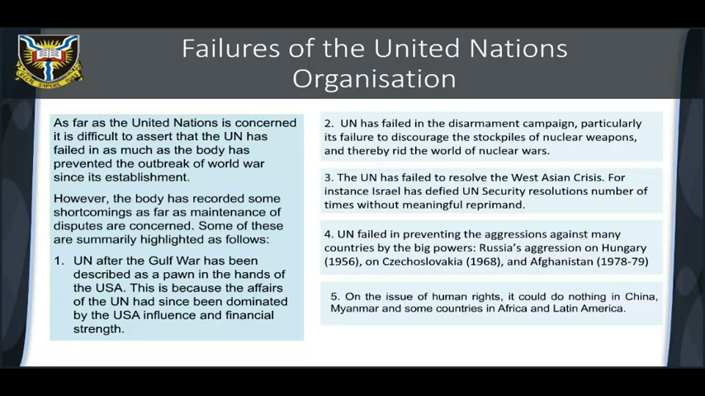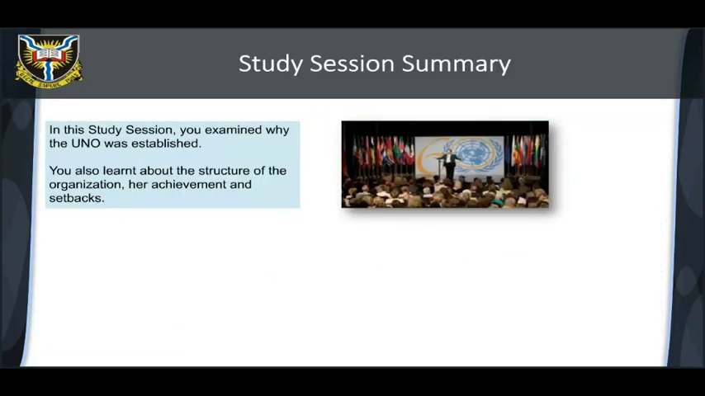4. UN failed in preventing the aggressions against many countries by the big powers. Russia's aggression on Hungary in 1956, on Czechoslovakia 1968, and Afghanistan 1978 to 1979. 5. On the issue of human rights, it could do nothing in China, Yemen, and some countries in Africa and Latin America.